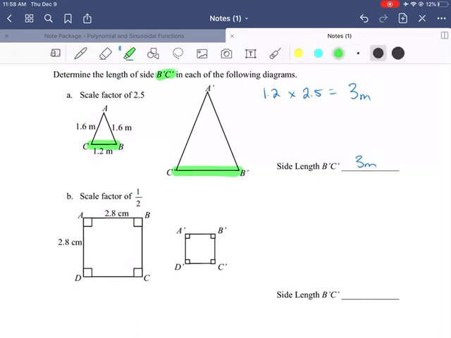Okay, again, we're looking for B prime, C prime, which is that one. Well, looking at the corresponding shape of the original, we don't actually have that measurement, but because this is a square, this must also be 2.8 centimeters. So take 2.8 centimeters, multiply it by your scale factor of 1/2, and 1/2 is the same as 0.5, and you will get 1.4 centimeters.